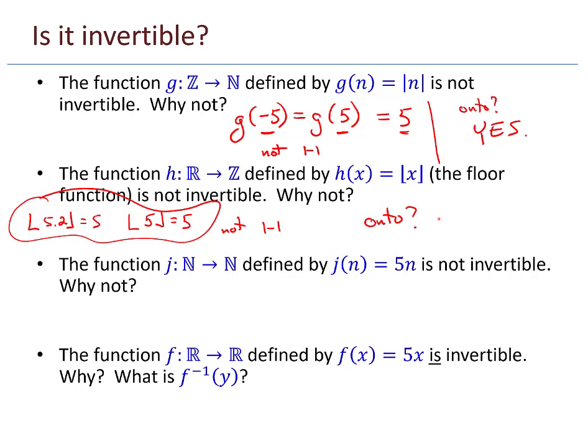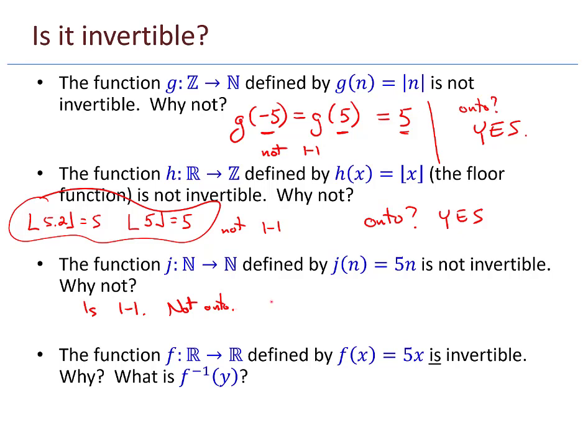I think it is. Yeah, in this case, here's another example. This function is onto. Third example, the function j from the naturals to the naturals, defined by j of n equals 5n, is not invertible. Why not? It is one-to-one, so that's good, but it is not onto.